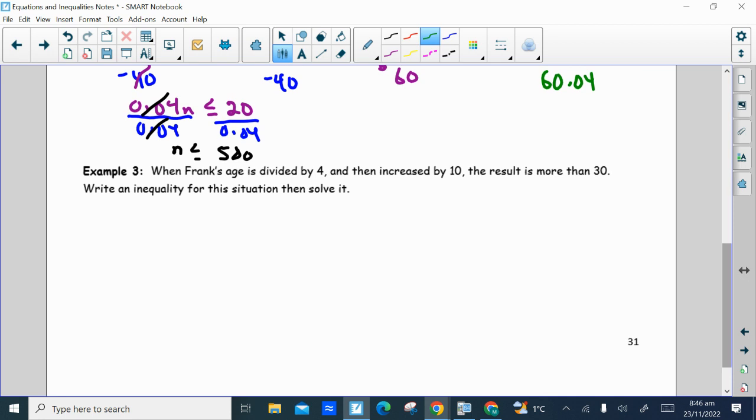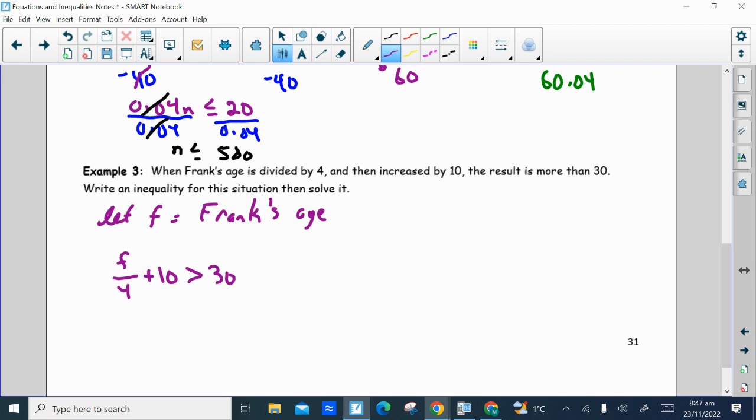Okay, example 3 says that when Frank's age is divided by 4 and then increased by 10, the result is more than 30. So what we're trying to find here is what Frank's age might be. So maybe we'll let F equal Frank's age. And when you take his age and divide it by 4, and then increase by 10, means it gets larger by 10, so we're adding 10, that result has to be more than 30 or greater than 30. So there's the inequality that we now need to solve.